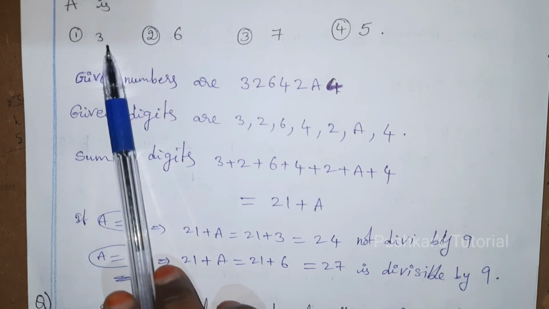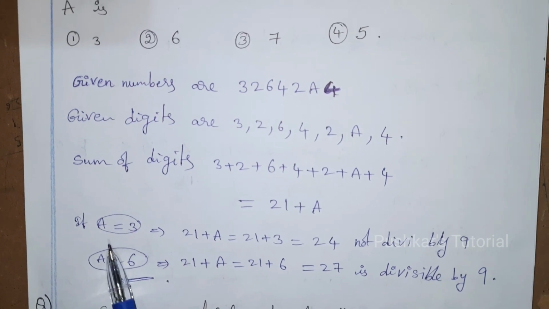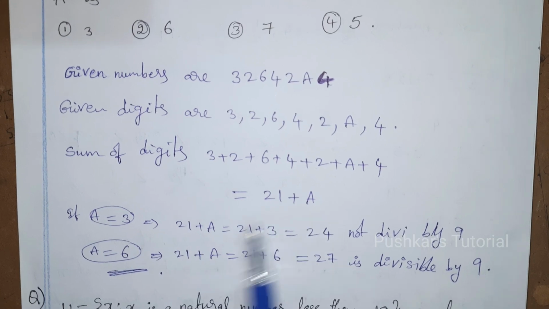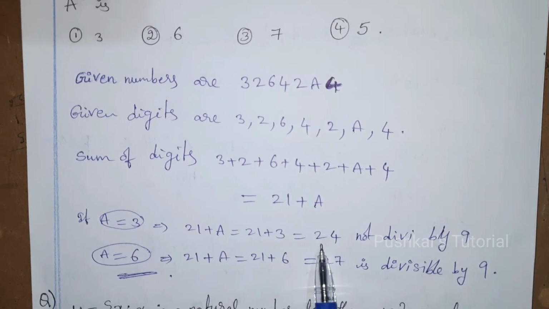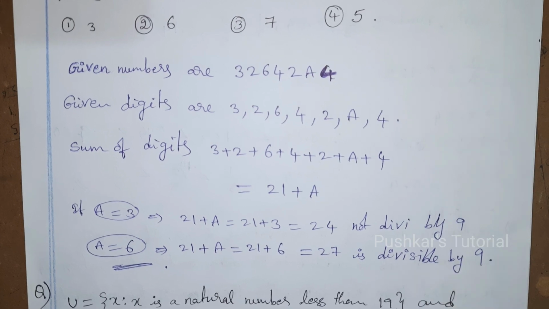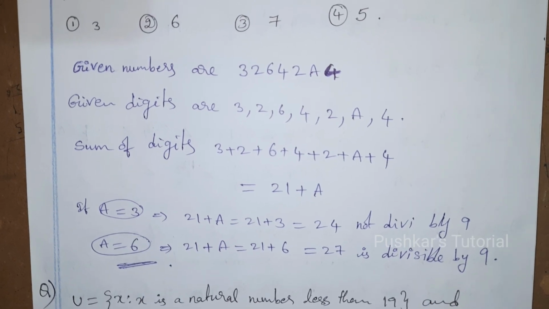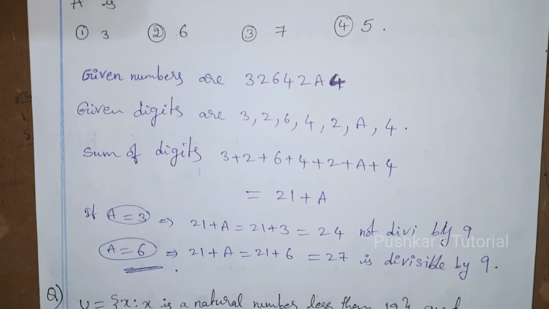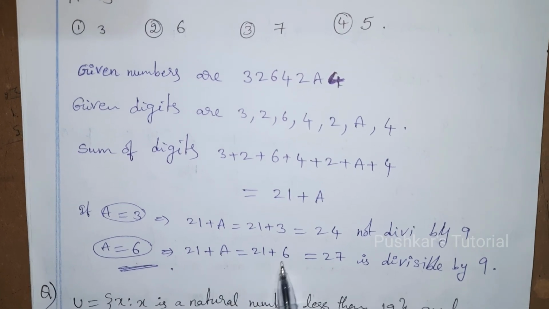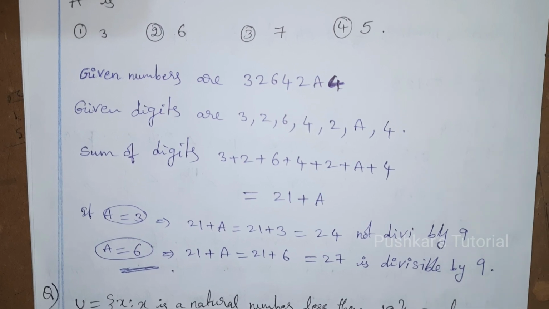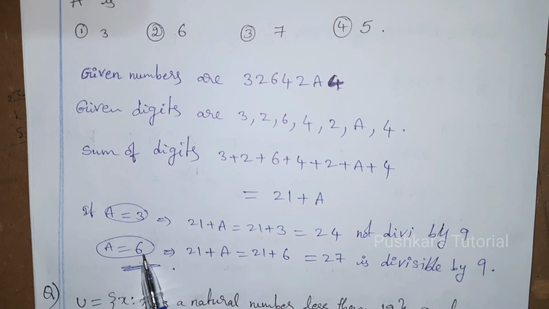First option is given as 3. So I am assuming A value 3. 21 plus A is equal to 21 plus 3 is equal to 24. It is not divisible by 9. So A is not equal to 3. Next option is 6. So let A be equal to 6. 21 plus 6 will give you 27. So it is divisible by 9. Therefore the answer is A equals 6.